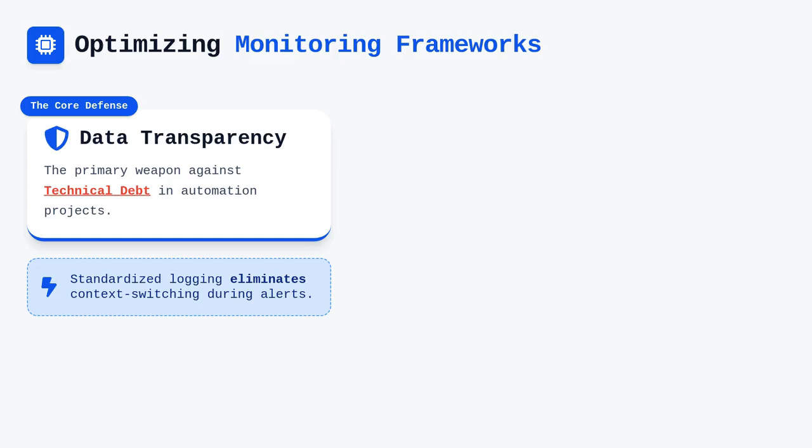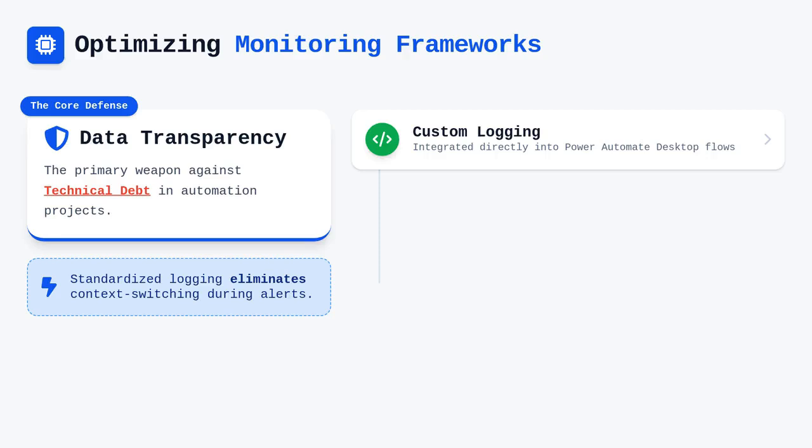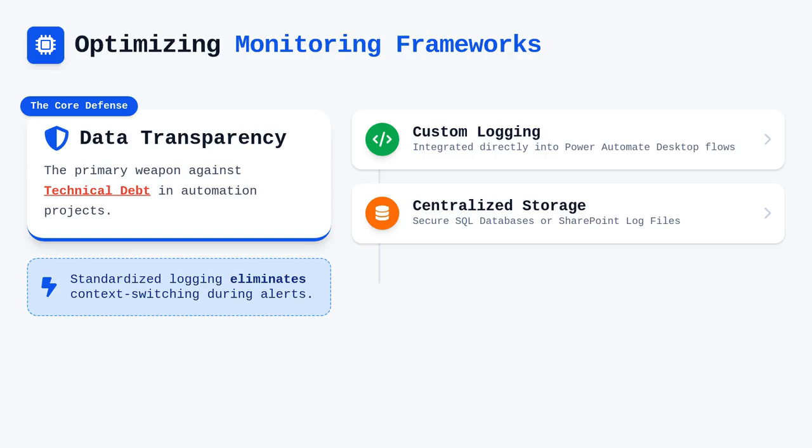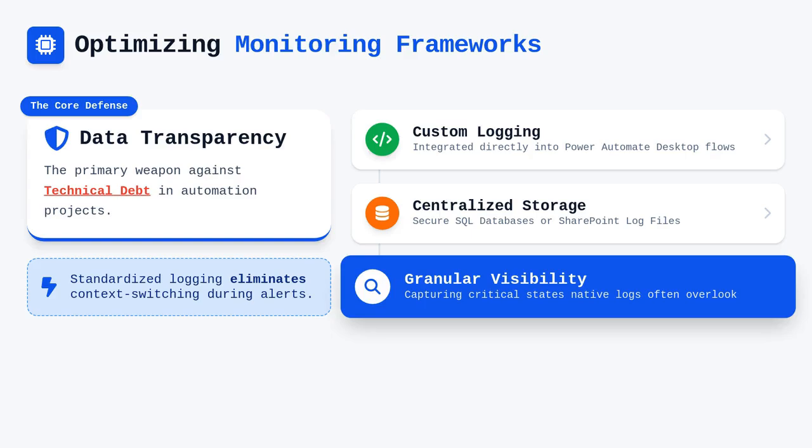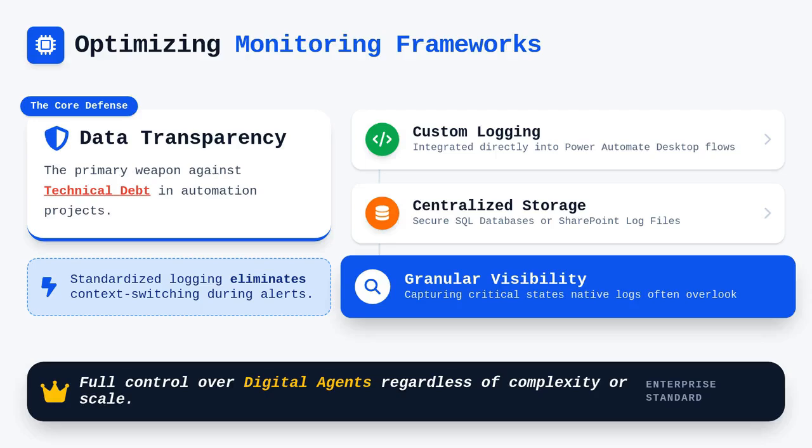You might consider implementing custom logging within your Power Automate desktop flows themselves, such as appending critical state information to a centralized SQL database or a secure SharePoint log file. This additional layer of detail supplements the native logging capabilities and provides a more granular view of logic flow that standard platform logs might overlook. Integrating these practices into your daily operations ensures that you are always in control of your digital agents regardless of their complexity or scale.